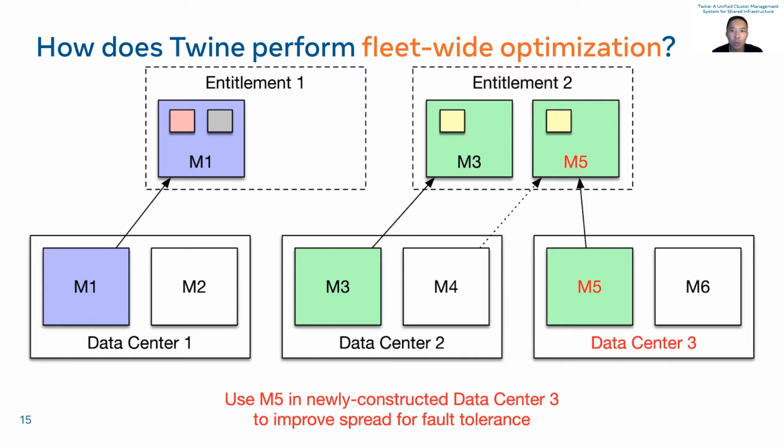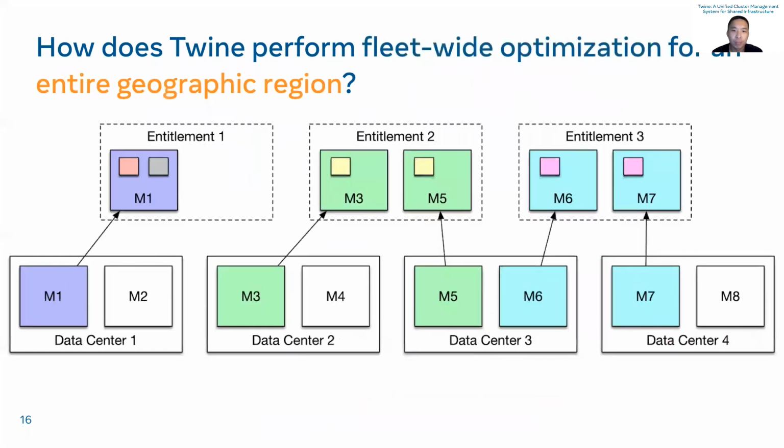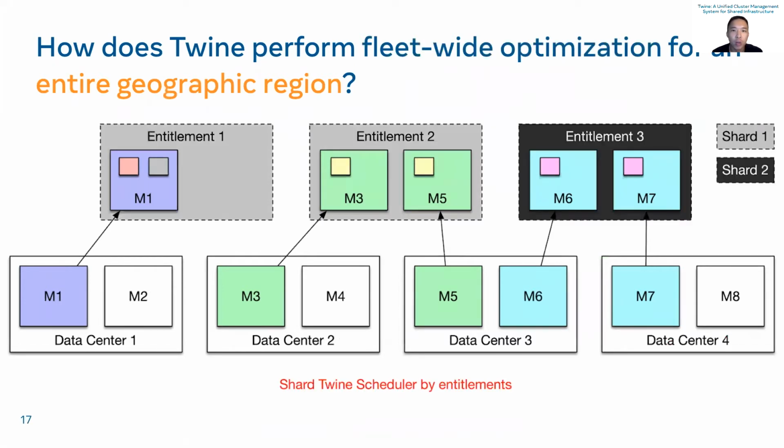Fleet-wide optimizations are more effective on larger scopes, and we run these optimizations at the region level. To support fleet-wide optimizations at the region level, we need to scale our control plane to be able to manage all the machines in a region. As we add more machines and workloads to a region, we shard our Twine scheduler, where each shard manages a different subset of entitlements in the region. Here, shard 1 manages the first 2 entitlements, and shard 2 manages entitlement 3. The Twine scheduler shards and our front end collectively present a single entry point for a region to Twine users.